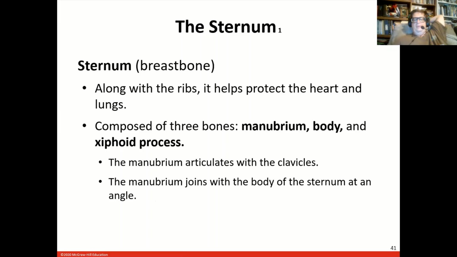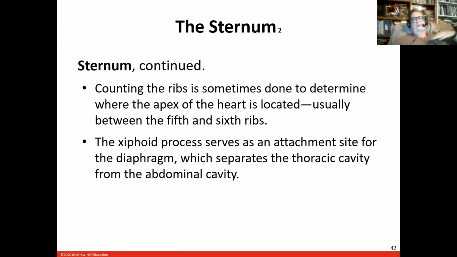So, okay, manubrium articulates with clavicles, we did that. It joins with the body of the sternum at an angle. That's part of what gives us our shape here and our thorax. When we count the ribs, it's usually done to see where the point, the tip of the heart is located. It's usually between the 5th and the 6th vertebrae. The xiphoid process is an attachment for the diaphragm.